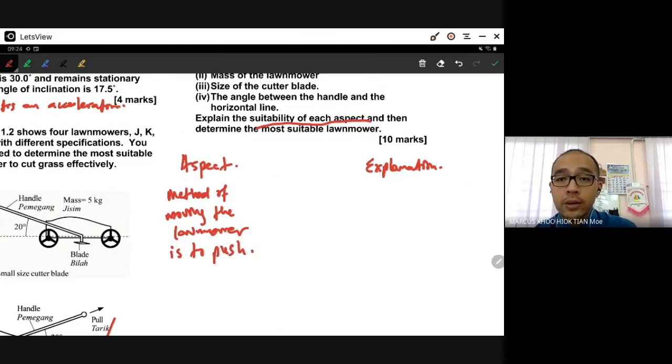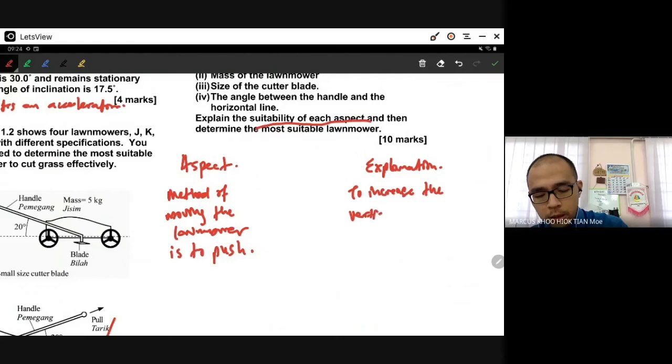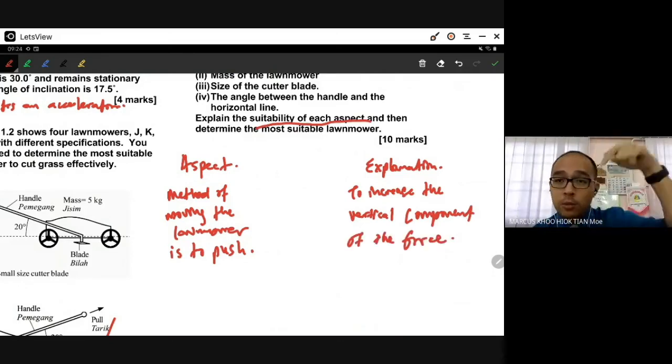Okay, and why is that so? I've already explained this in the question just now, but the shorter answer will be the vertical. Sorry, my fault. To increase the vertical component of the force. We want to increase the vertical component going downwards. So that's the first one.